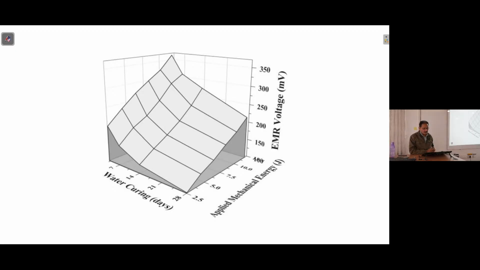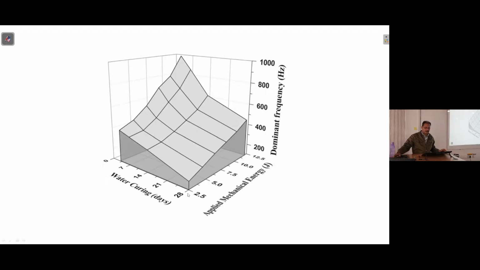Then here this is just a 3D plot. Here again applied mechanical energy, so corresponding to each dropping weight, whatever is the variation of height, how much energy is applied, that is actually taken into account, and the EMR voltage has been plotted, and again the number of days of curing 3, 7, 14, 28. So an increasing pattern, of course, for 3 days highest value, and then it reaches a very minimal value afterwards.